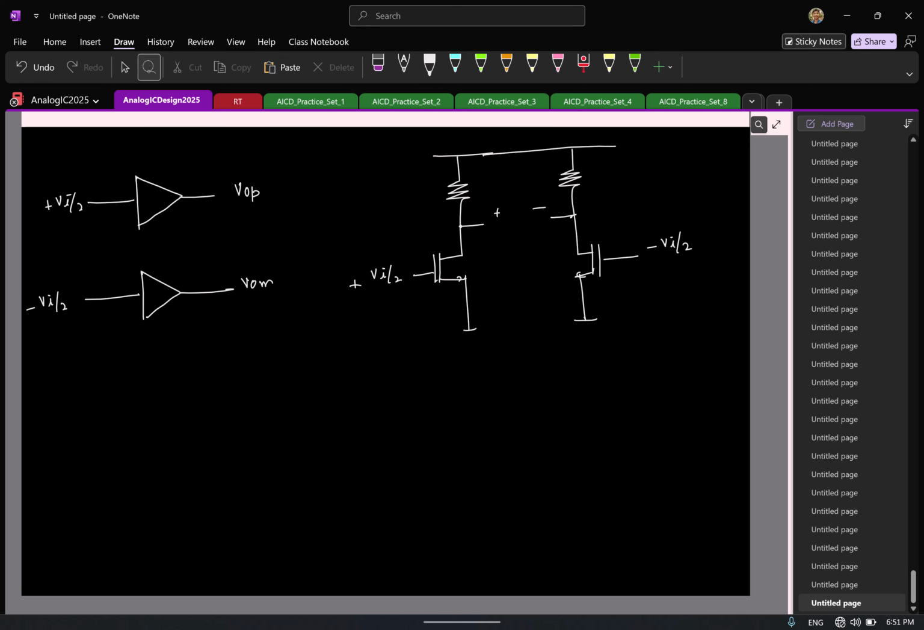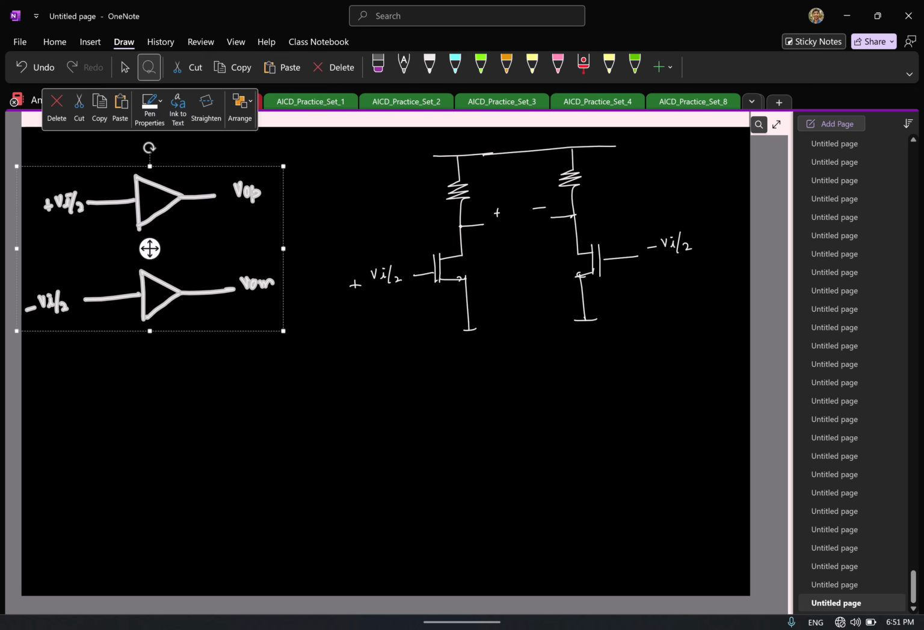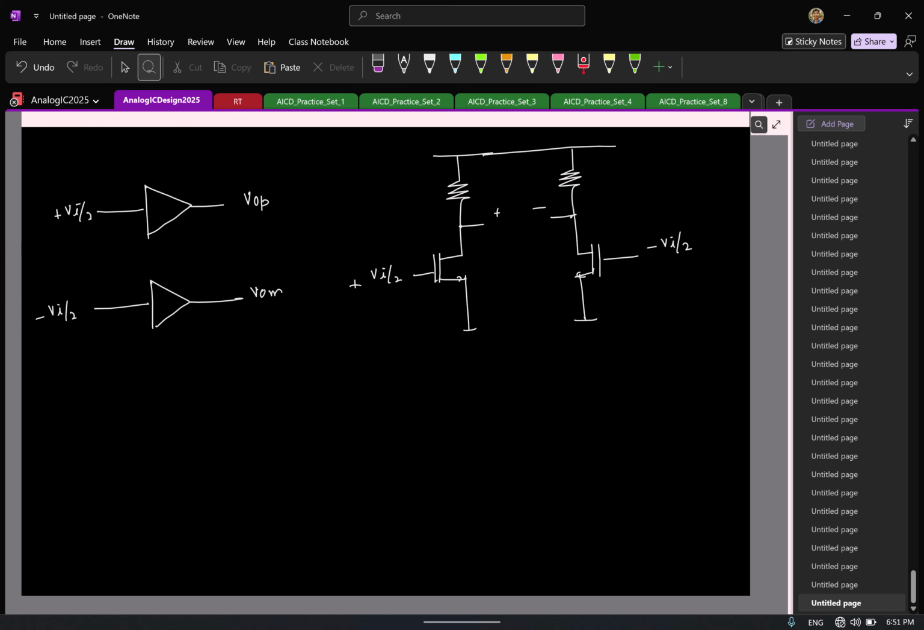Now, although this does the job of what we wanted, there are a couple of problems here. As I already mentioned, the signal that we might be trying to amplify might be really, really small. For example, let us say it is 1 millivolt, and the gain is some 20. At the output, you get 20 millivolts. Similarly, here it is minus 1 millivolt, and you have a 20x gain.